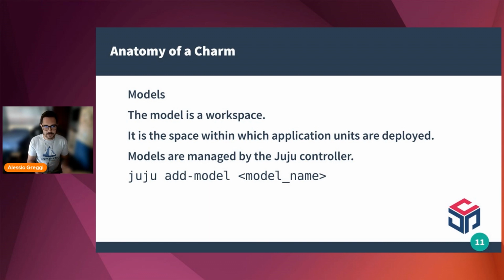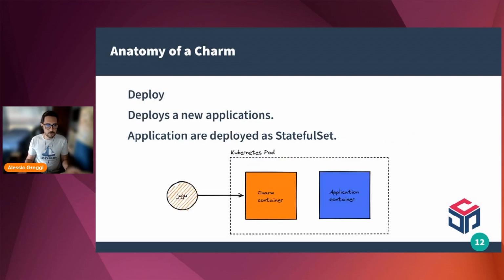In this workspace, you can essentially deploy the application that you are developing, and these models are managed by the Juju controller. So having this, you can deploy your application and manage the life cycle inside the model. You can create the model using the command juju add-model, followed by the model name that you want. And after the model, you have to deploy your application.